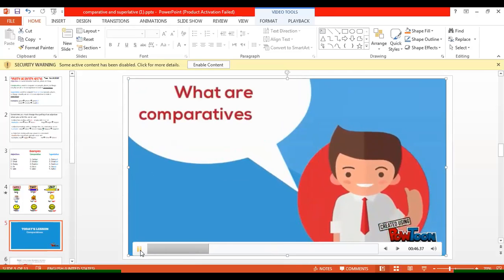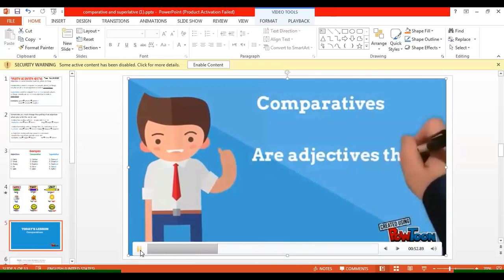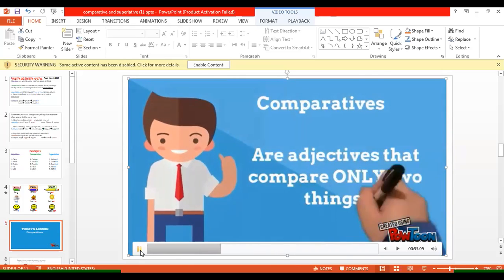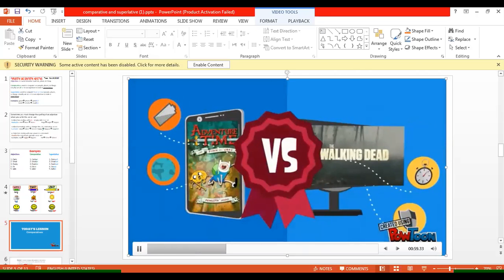What are comparatives and superlatives? Well, comparatives are adjectives that compare only two things. It's like comparing cartoons and TV series.